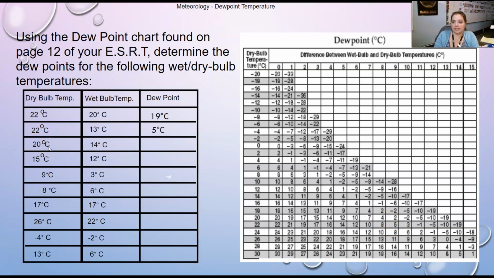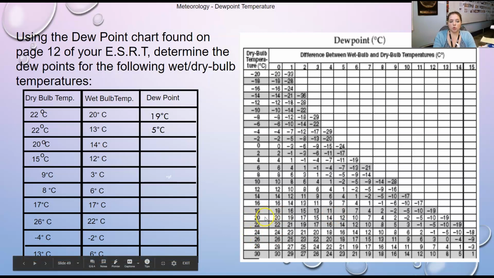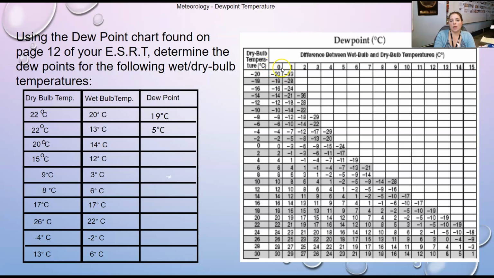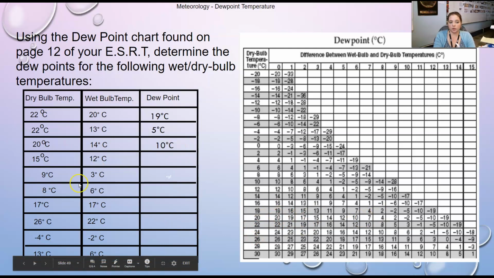20 and 14, that's a difference of 6. So at 20, I'm going to go over to 6, and I get 10. One thing to note when you're doing this, a lot of students, even adults, count 20, then 1, 2, 3, 4, 5, 6, so it's got to be 12. Well, you have to take into account that 0 is also on there. So always count 0, 1, 2, and so on going across. So the answer is 10.